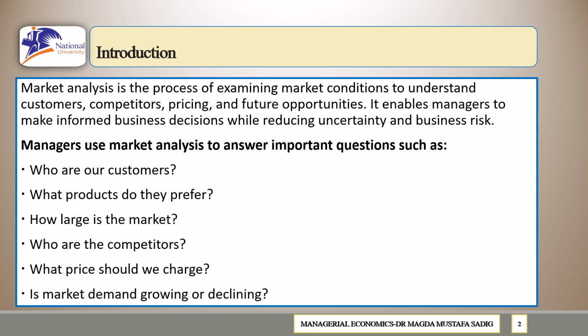What products do they prefer? Consumers rarely buy products randomly. Their choices depend on quality, price, design, convenience, brand reputation, and after-sale service. Companies therefore study customer preferences carefully before launching new products. The third question is, how large is the market? Managers estimate market size by determining the number of customers, total demand, expected sales volume, and growth potential. A large market often offers greater opportunities for business expansion.